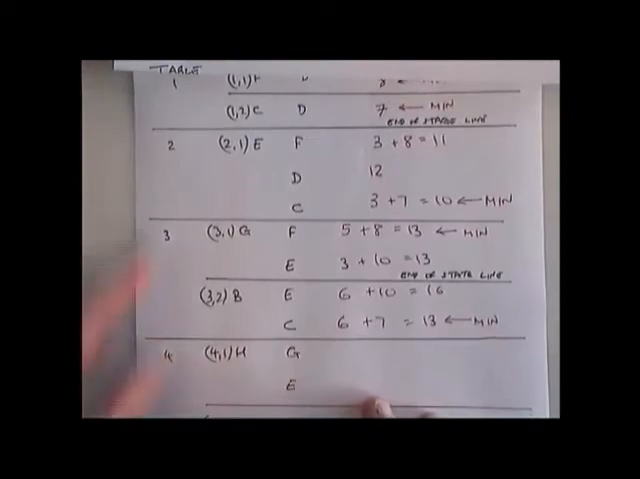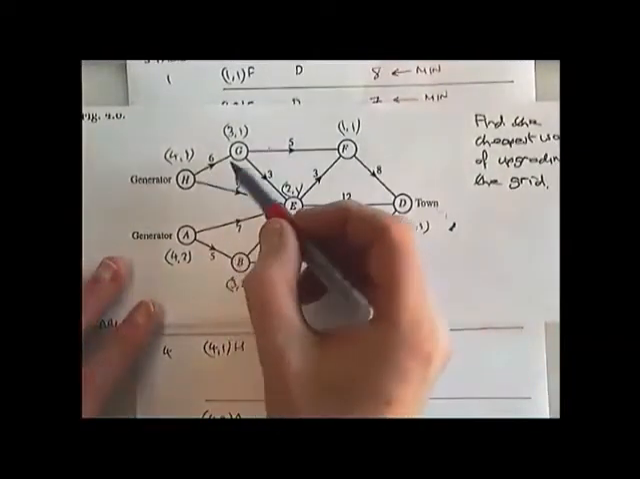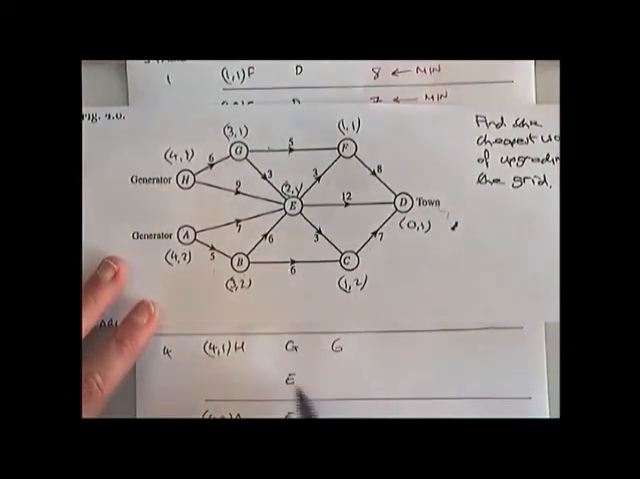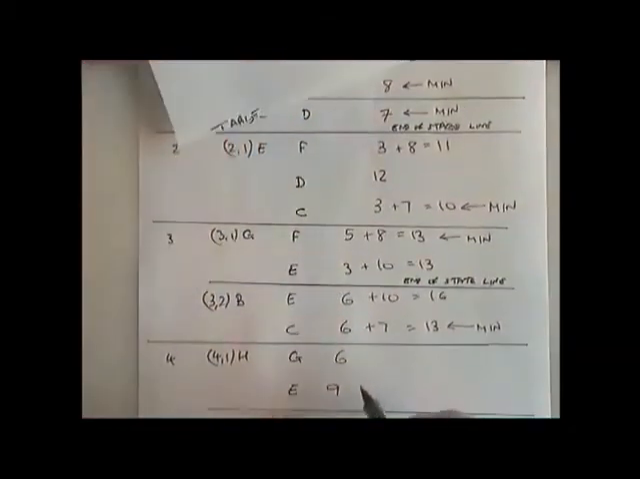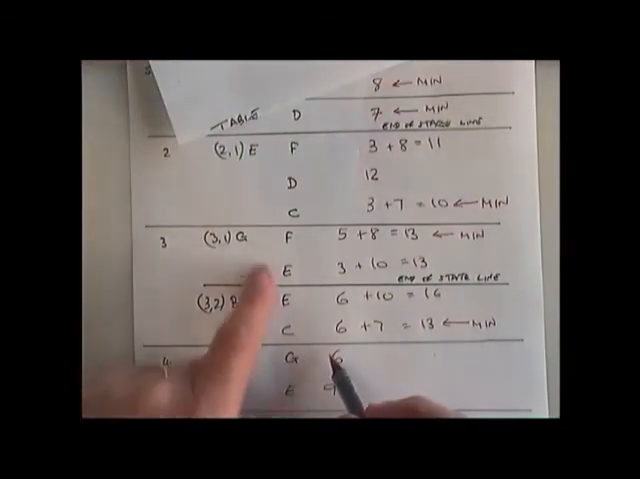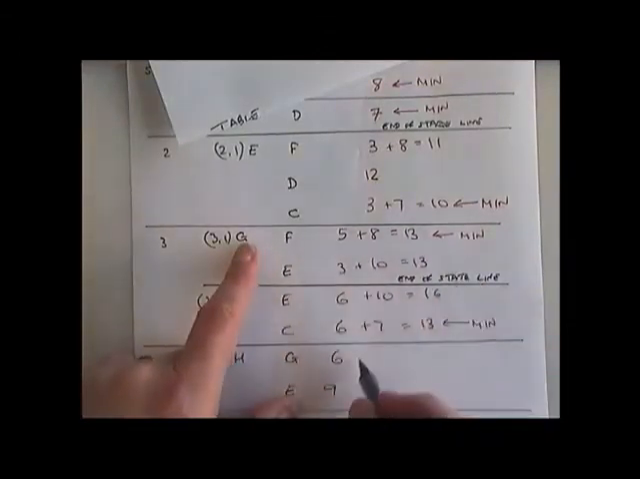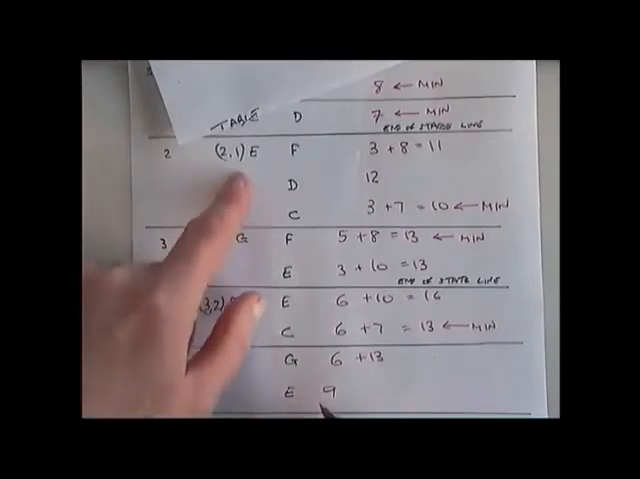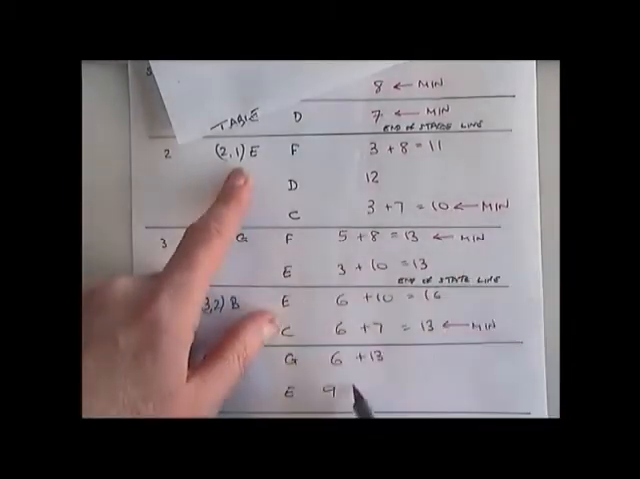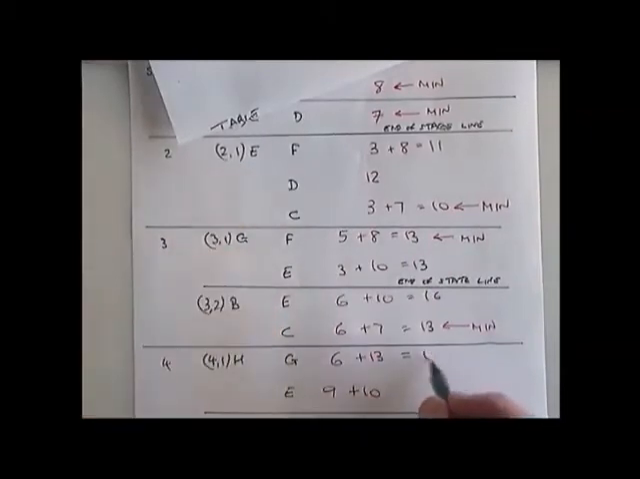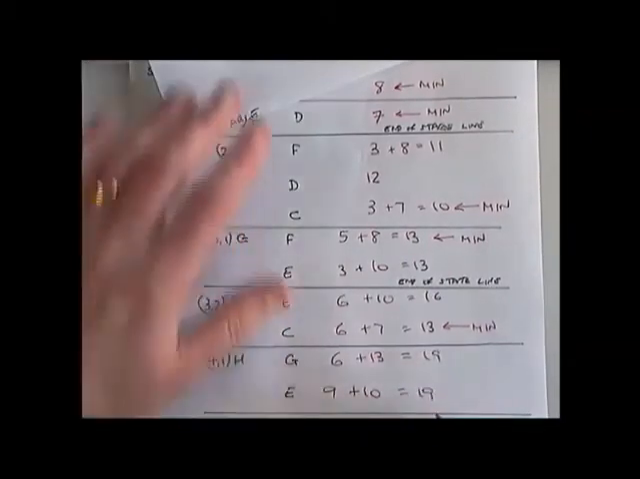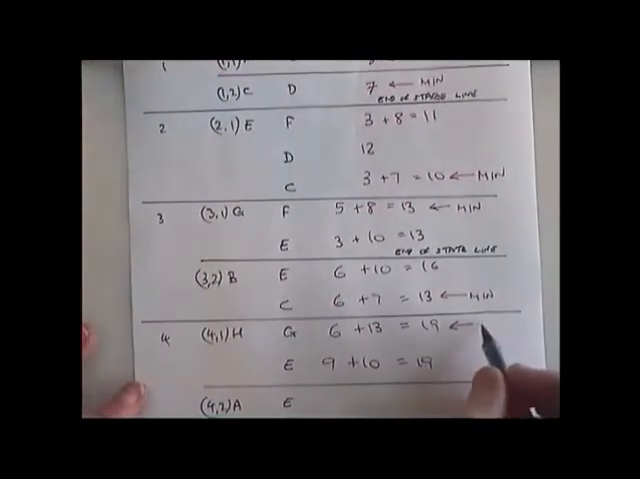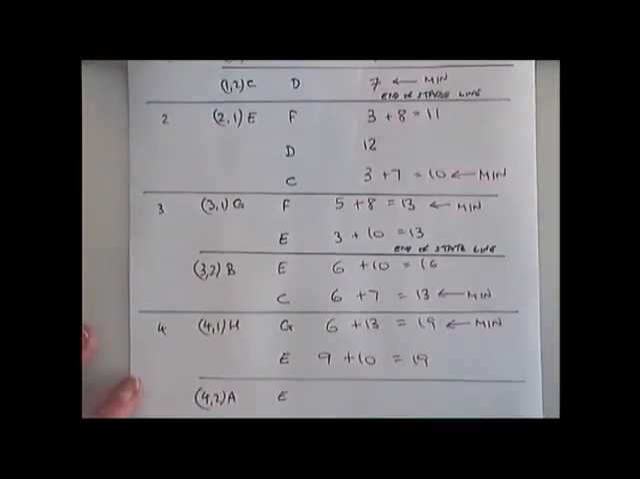Then moving on to stage 4, where I'm going from H to G. H to G is 6, and H to E is 9. Then I look up my diagram. This has taken me to G, so I go up here to a G. The minimum is 13. That needs to be added on. If I've taken to E, I have to go all the way up here, and the minimum was 10, so I add that on. That will give me a 19 and a 19. I choose the minimum. It can be either, or I'll just choose the top one. That will be my minimum value.